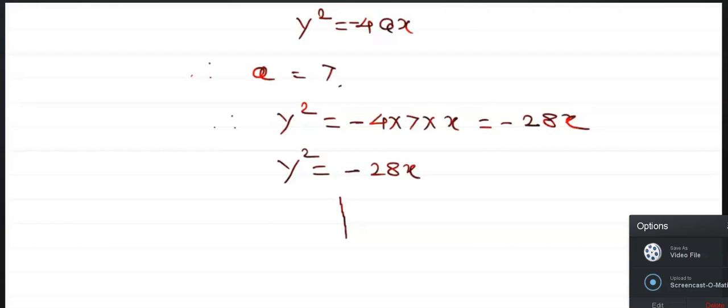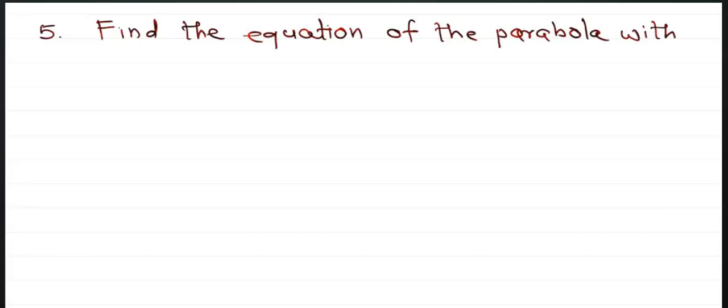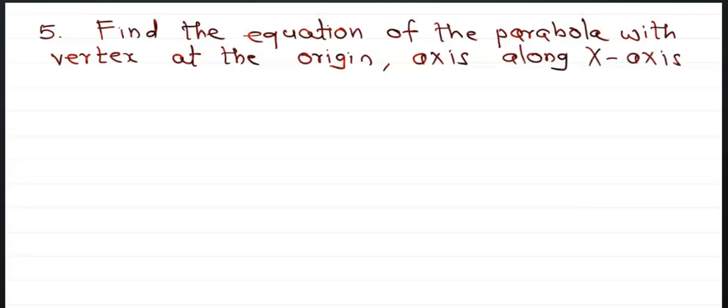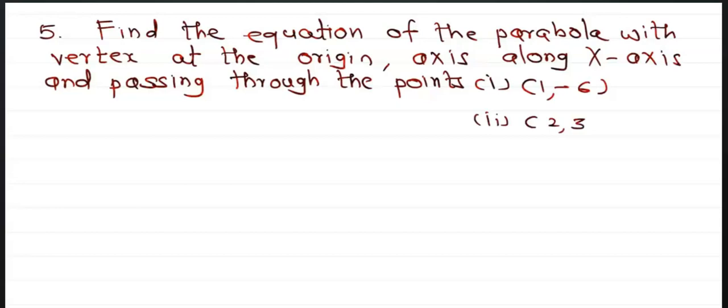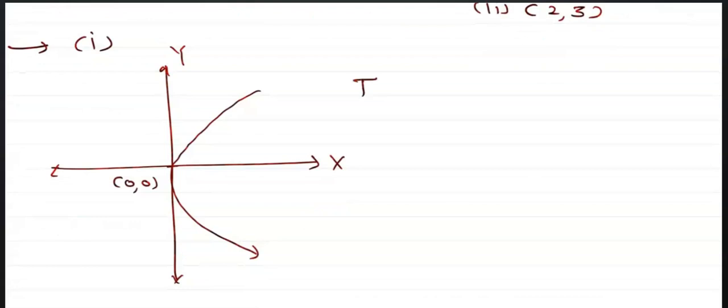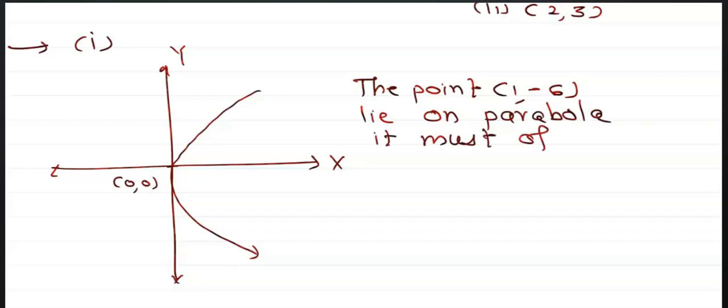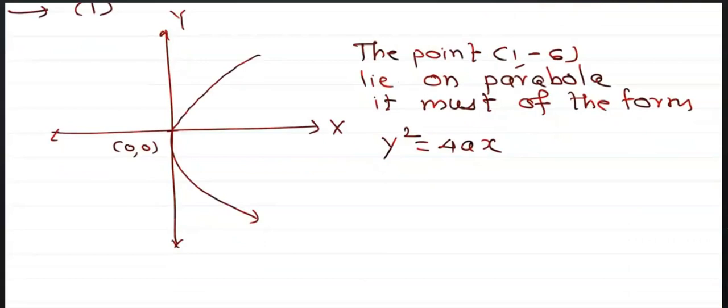Now next is problem number 5. Find the equation of the parabola with vertex at the origin, axis along the x-axis, passing through the point minus 6, 2, 3. Now the axis is along the x-axis. Vertex is 0, 0, the point is minus 6. Therefore, it must be of the form y square is equal to 4ax.